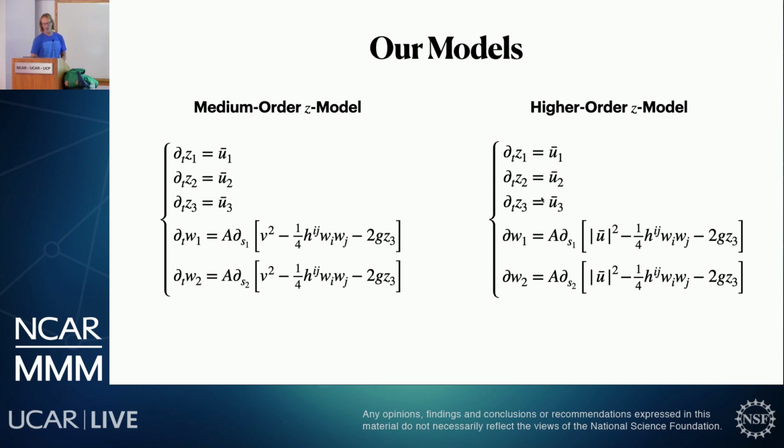The medium order model continues to use this simple velocity field in the evolution of the vorticity, but it uses the real Biot-Savart velocity to move the interface. And in the higher order model, which is what almost everything I'm going to show you will be, it uses the real Biot-Savart velocity to move everything, the interface and the vorticity. I'm missing time derivatives here, I apologize, but it turns out that this is an incredibly good approximation to the full Euler dynamics, as I will show you in a moment.